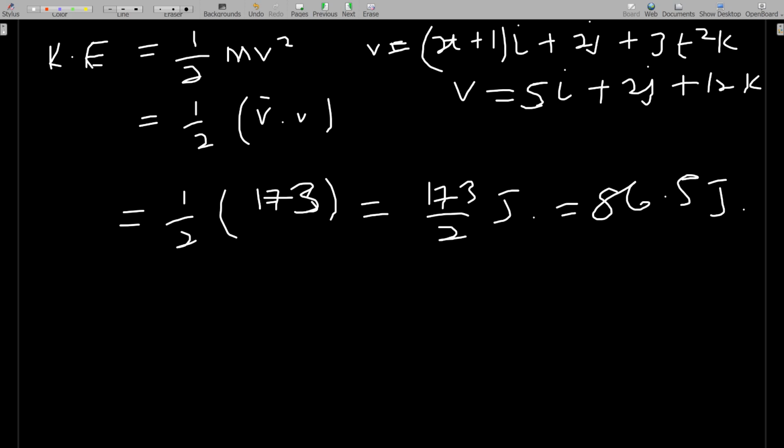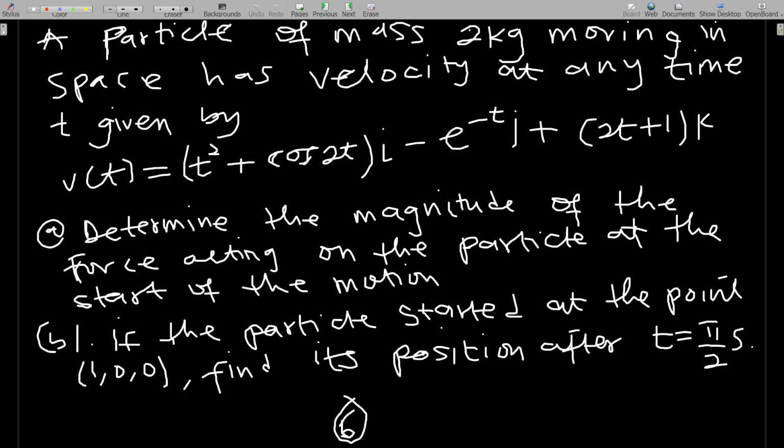Now let's go to the next question. A particle of mass 2 kg moving in space has velocity at any time t given by this. The mass of the particle is given as 2 kg. Determine the magnitude of the force acting on the particle at the start of the motion.